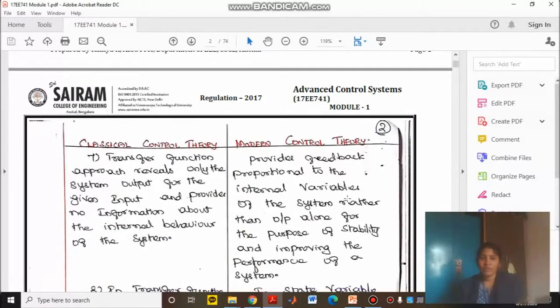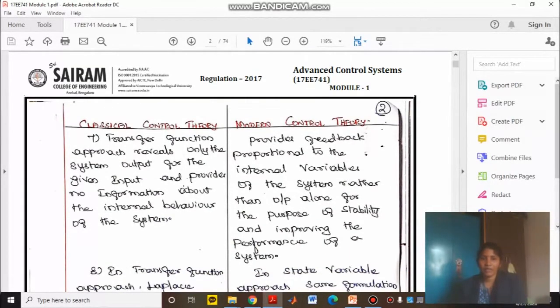And also the transfer function: in classical control theory we employ a transfer function approach, right? In this approach, it reveals only the system output for the given input, and it won't provide the internal information in between. You have one input and one output. For any variation in your input, the output also varies. But in classical control theory, we will not obtain the in-between parameters. So we may not exactly have control over the design of the system.